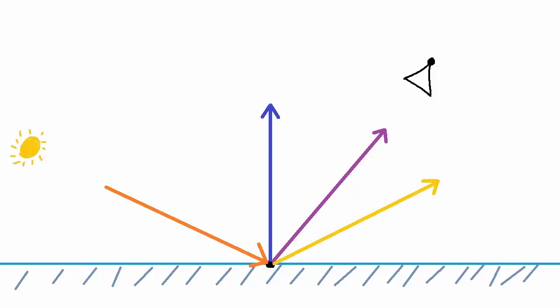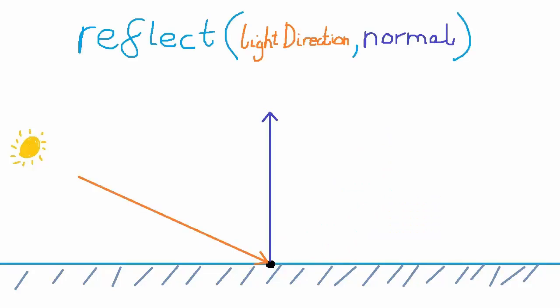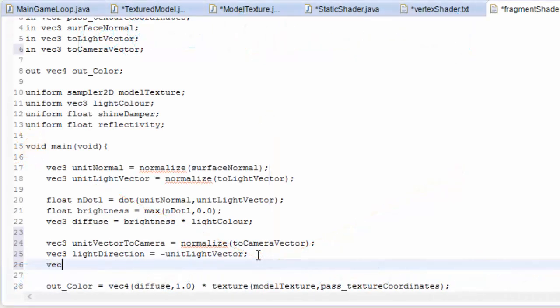Thankfully, GLSL has a reflect function to do this for us. This function takes in the incoming light vector and the normal of the surface that you want to reflect the light with, and it returns the reflected light direction. So let's now do this in the code.